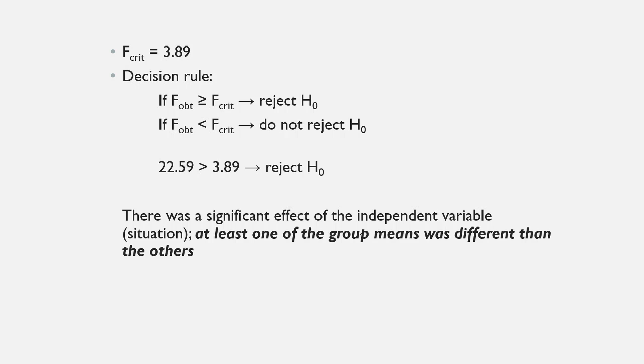Now you might be saying to yourself, which one of the groups was different? Were they all different? Was only one different? How different were they? That's what we're going to get into in the next round of lectures. All that a significant F result tells you is that at least one of the groups was different. So now I'll quickly show you how you would evaluate this same analysis in SPSS.